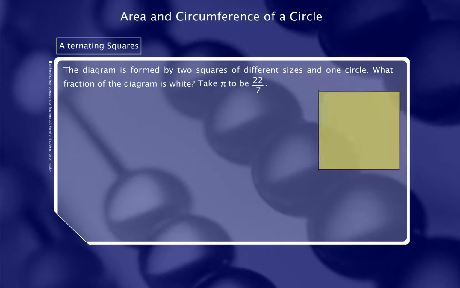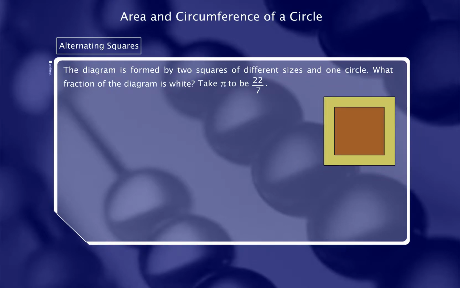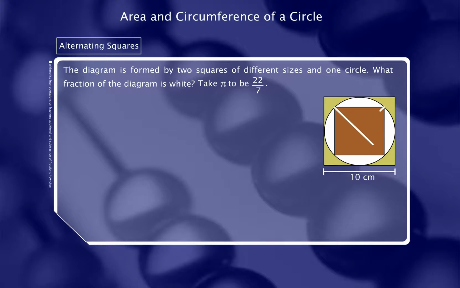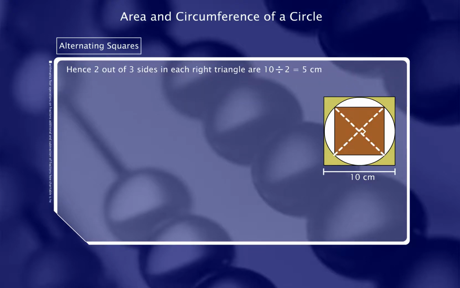The diagram is formed by two squares of different sizes and one circle. What fraction of the diagram is white? Take pi to be 22/7. We can divide the inside square into 4 right triangles of equal size. The dotted lines are actually the diameters of the circle. Hence, 2 out of 3 sides in each right triangle are 10 divided by 2 equals 5 centimeters.